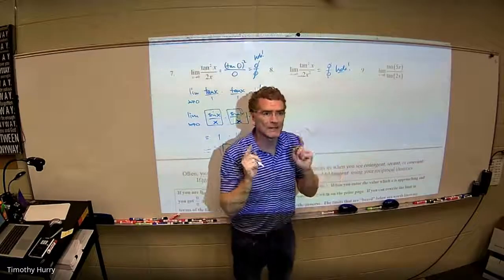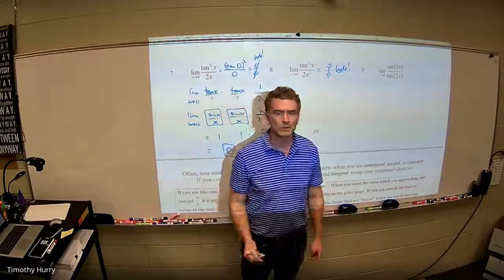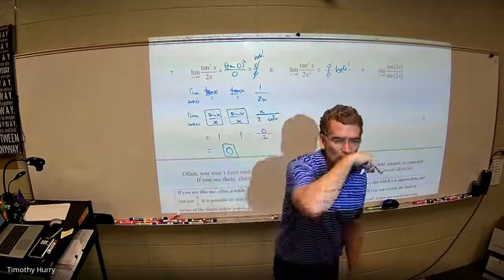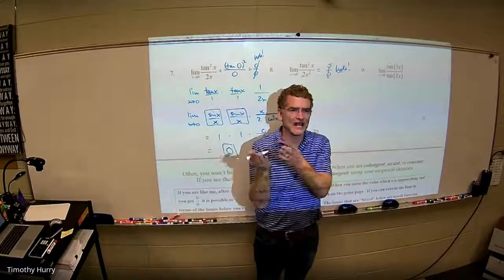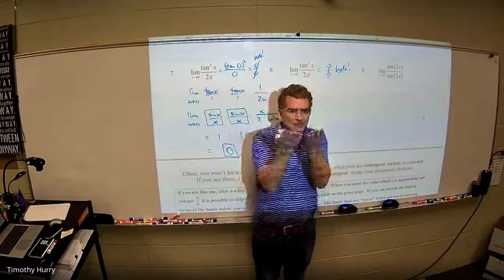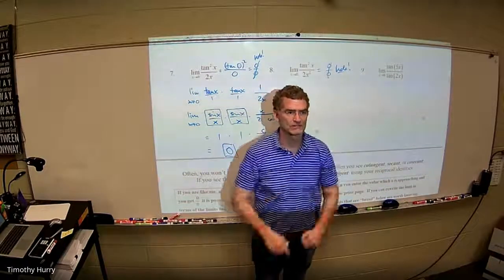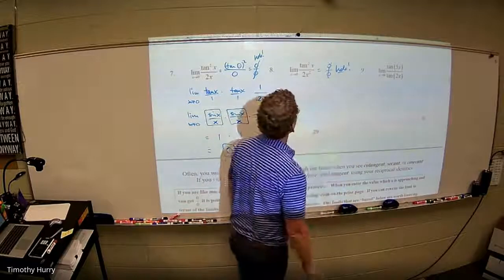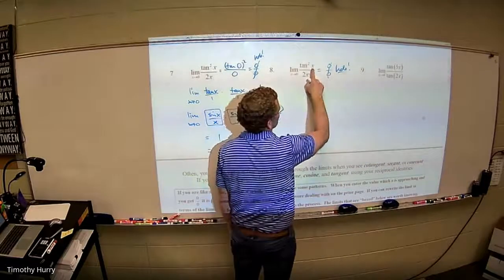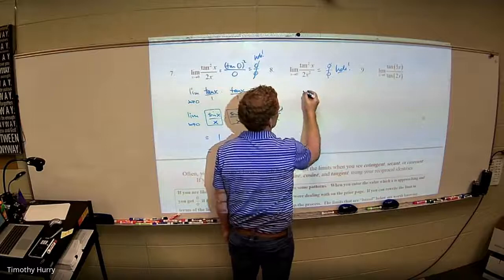There are limits at holes, so I've got to find it, which means I've got to try to eliminate the hole by rewriting this as sine of u over u, or sine of something over something where the somethings match. See if we can do it. Okay, well, this is a tangent x, and this is a 2x squared. So here's what I'm going to do.